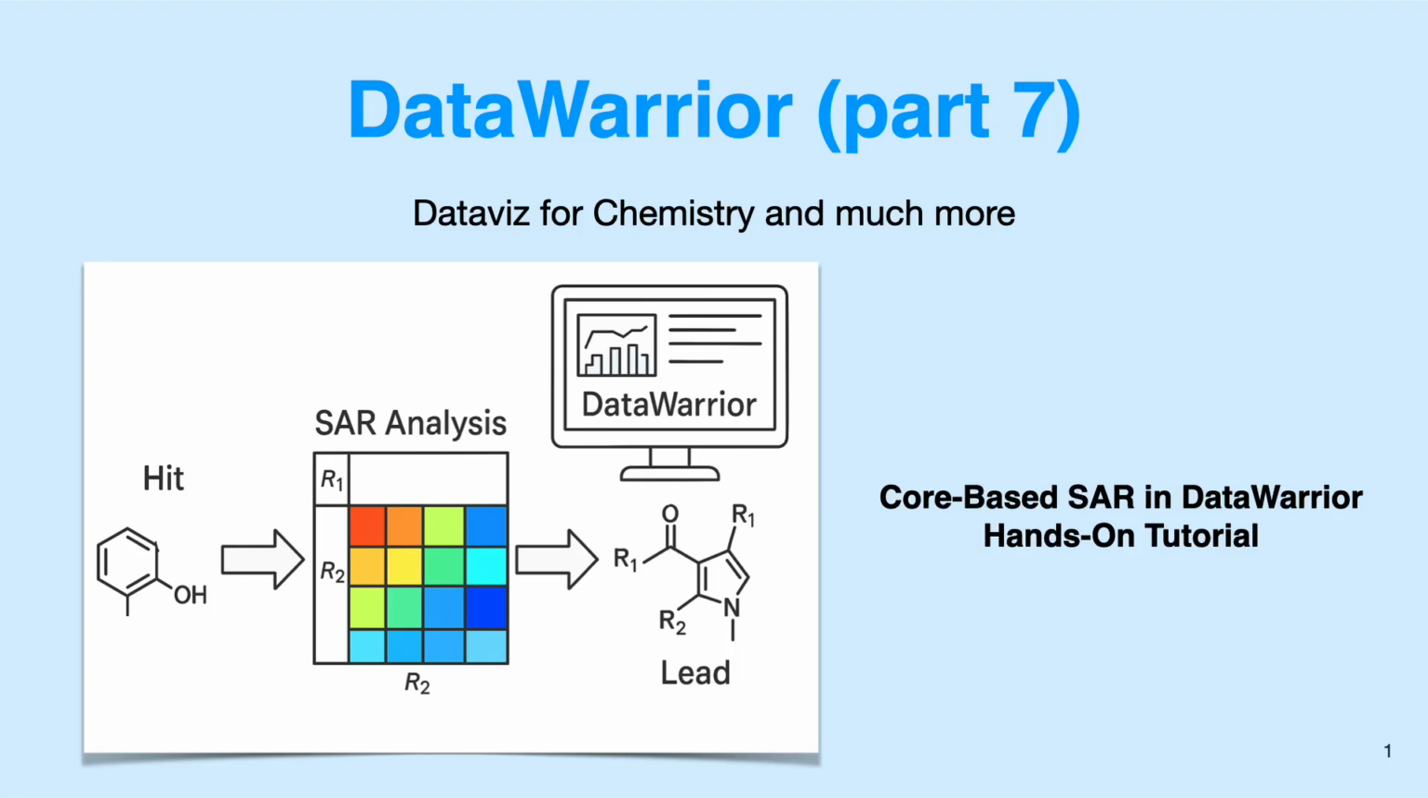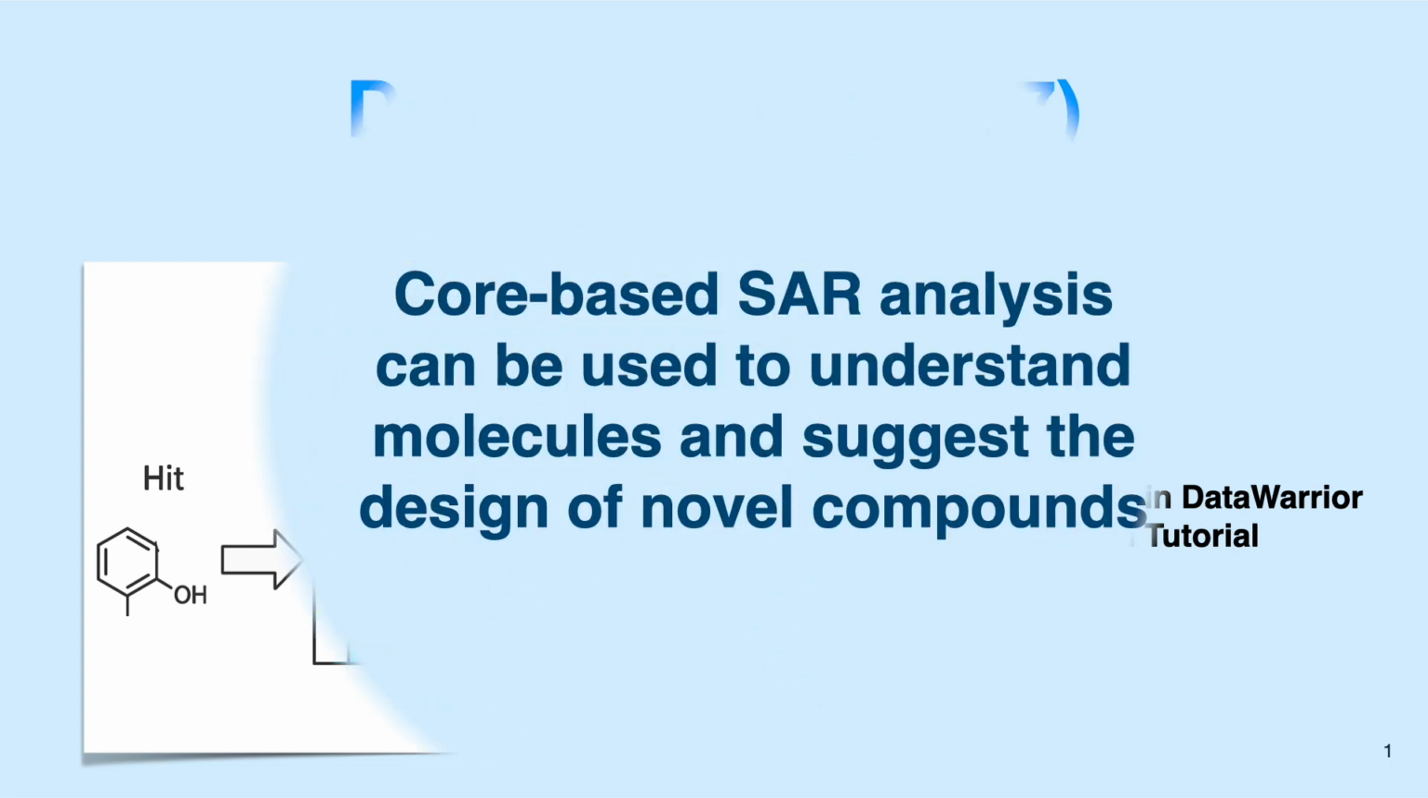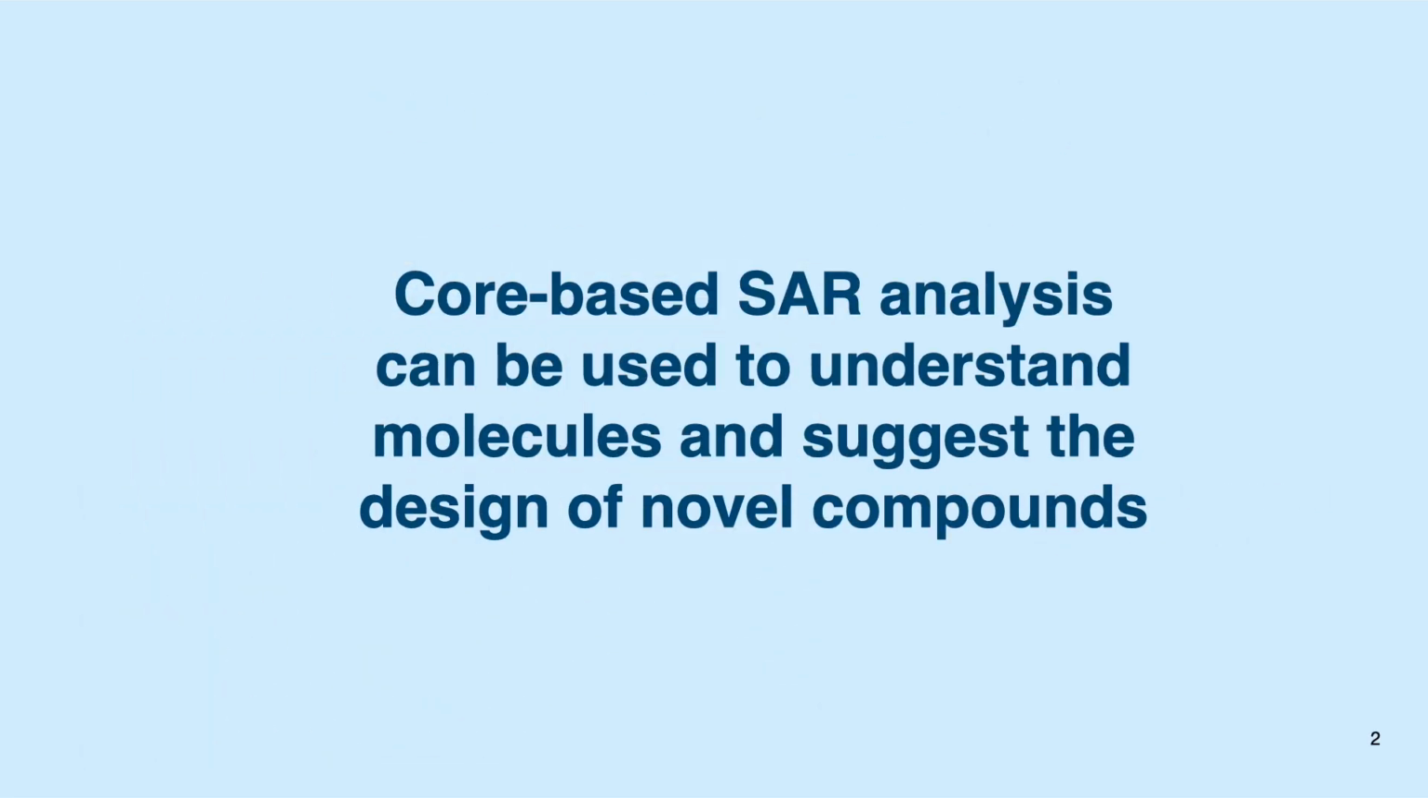Hi everyone. In this episode we're going to use DataWarrior to do core-based SAR analysis. We'll take a dataset, define a common scaffold, the core, map R-groups, and read activity trends to suggest new compound designs. By the end, you'll know how to extract a core, build an R-group table, and generate design hypotheses all inside DataWarrior. We are going to look at structure-activity relationships, or SAR, and more specifically at core-based SAR.